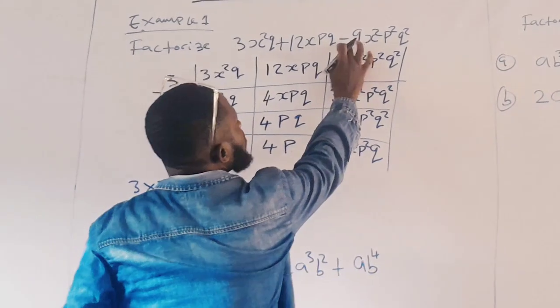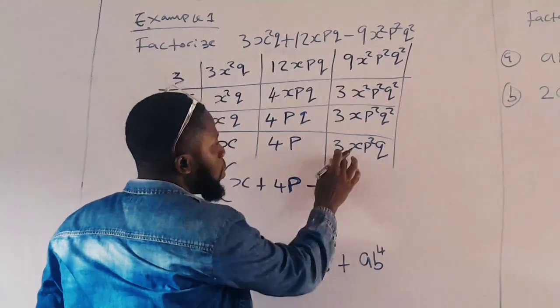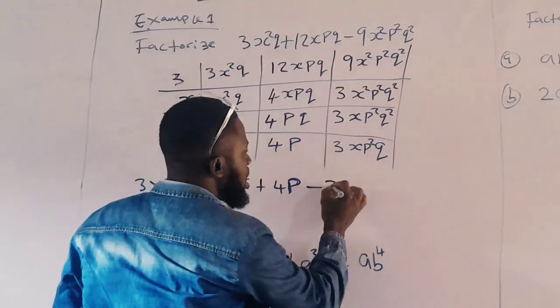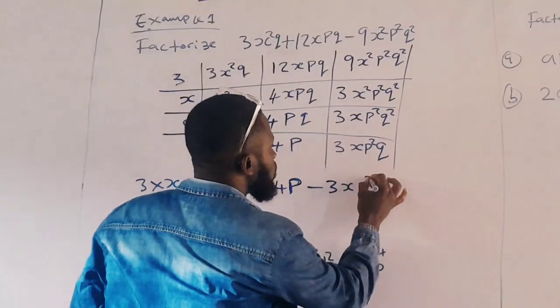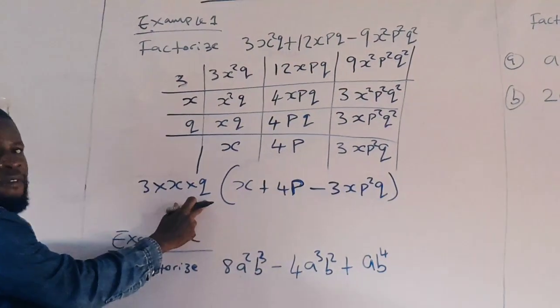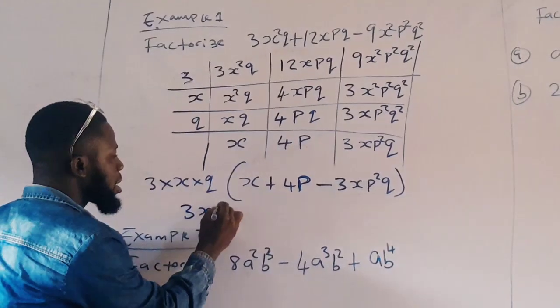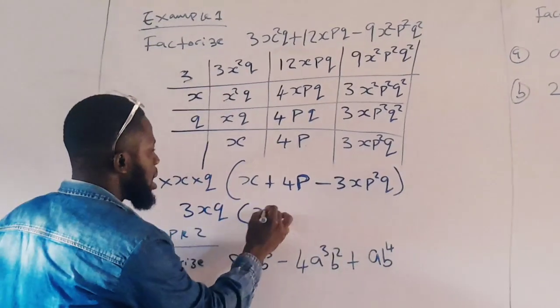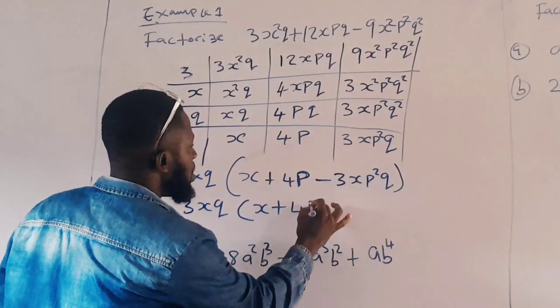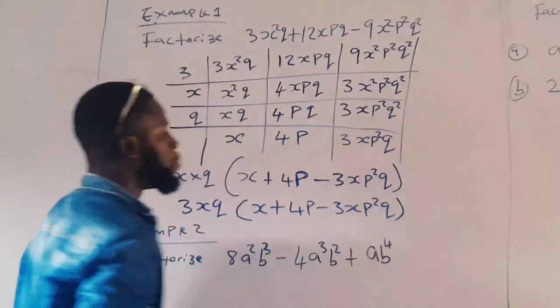Then you go there and you check. You can see we have minus. Then that's minus. Then what do you have left? That's 3sp squared q. Then you cover your brackets. Then you have to simplify this one further. 3 times s times q, which will give you 3xq in brackets s plus 4p minus 3xp squared q. That will be your final answer.